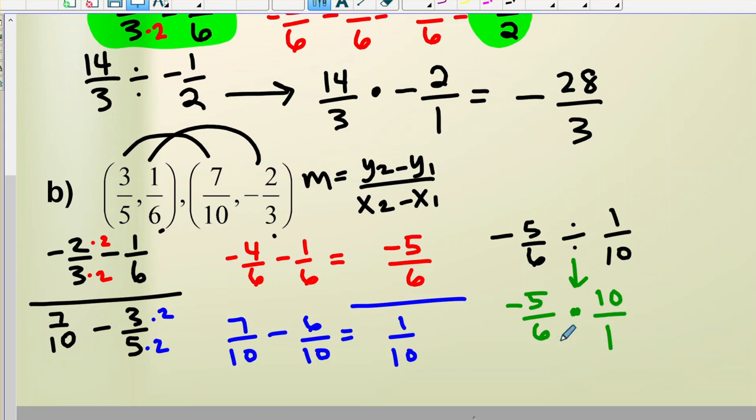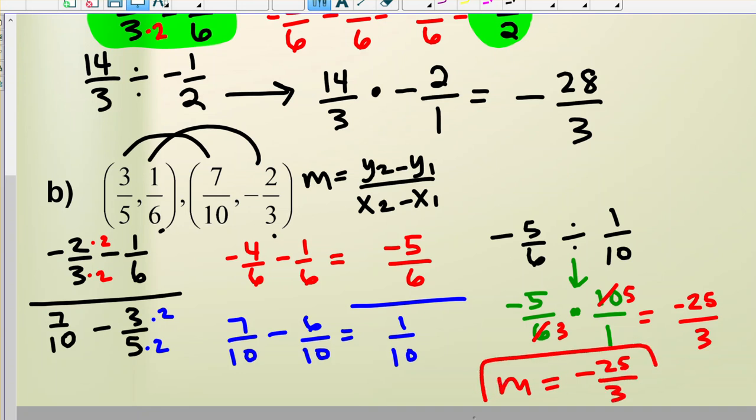Now I like to see if I can cross cancel. I know 6 and 10 are both divisible by 2, so I'm going to divide both these numbers by 2. Again, this is going to make it easier to multiply. I can't do anything else, so now I'm just going to go across the top and then across the bottom. Negative 5 times 5 is negative 25. 3 times 1 is 3. And again, I always want to double check to see if I can simplify, and I can't. So that means I'm done. My slope is negative 25 over 3.